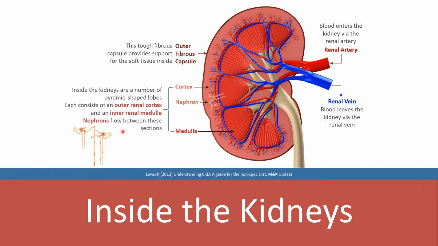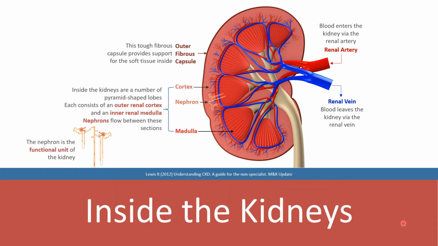Now then, what you'll notice here is the nephron, which is the functional unit of our kidney. It actually sits between these 2 sections. So the glomerulus, which is where the filtration takes place, sits here in the cortex, but then the tubules make their way into the medulla. Okay, so that is a very quick overview of the insides of these kidneys.